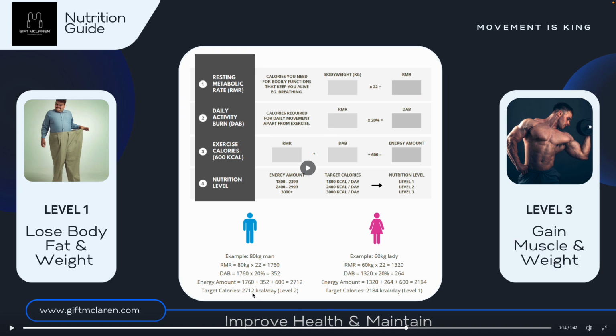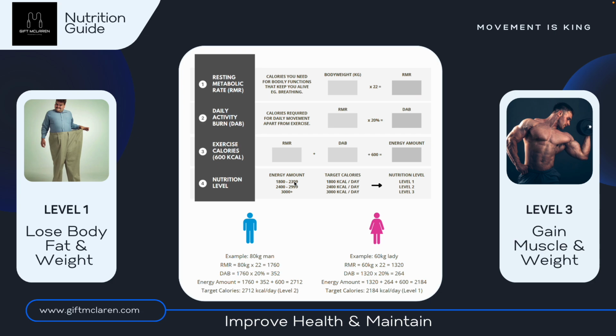So for the male it's 2712, which means he's at level 2. Obviously, I've said that on here as well, but he's level 2 because he falls between 2,400 and, let's say, 3,000 calories. And for the female, in this case, she's level 1 because her figure was 2184, and level 1 is 1,800 to, let's say, 2,400. So that's a very important number for you to figure out. And as you lose weight or gain weight, this number may change. You may have to recalculate depending on the results.